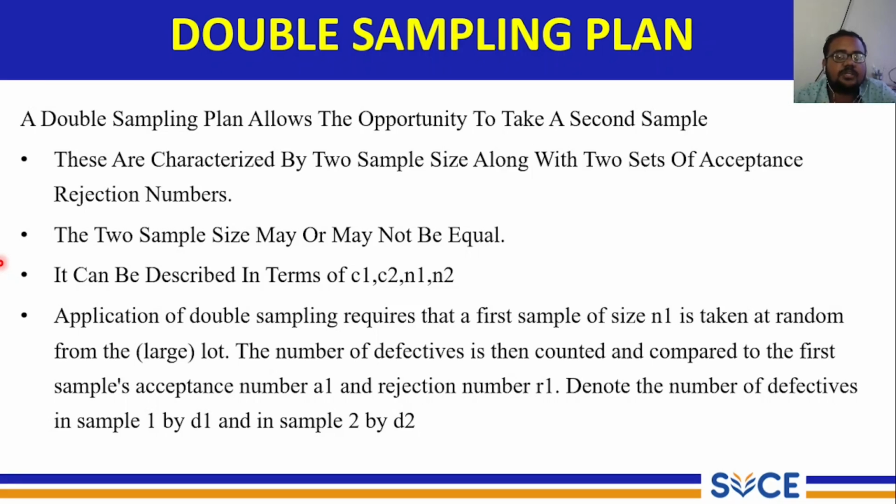And for the second set of samples, you can go for the same size or a different size too, right? If you go for a different size, obviously the acceptance number and rejection number keep changing, depending upon the percentage you want to achieve. That is denoted by A2 and R2, and the defectives in sample 2 are denoted by D2.